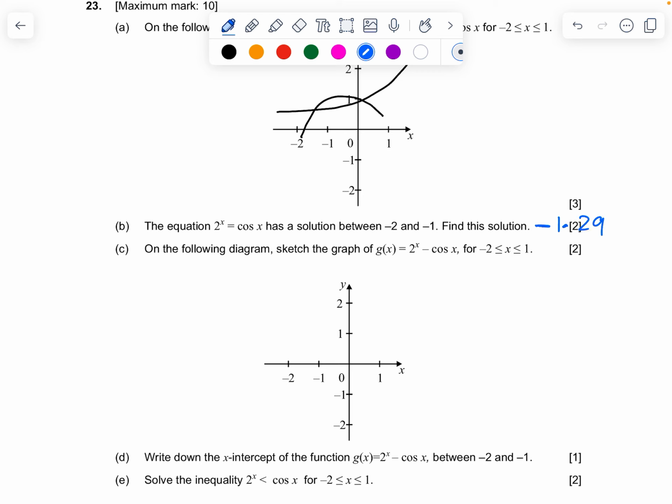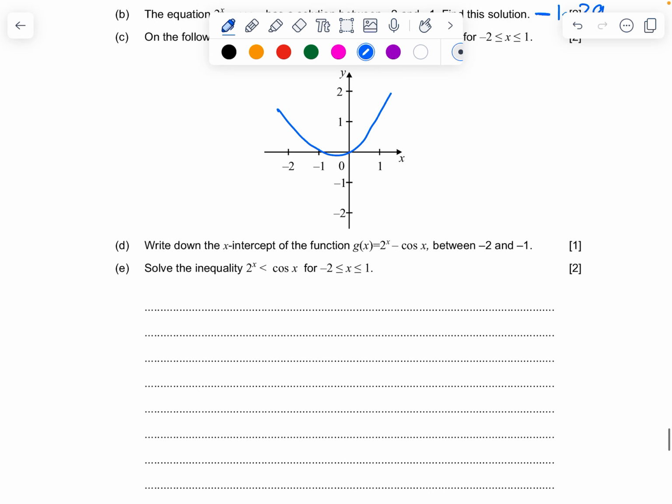On the graph, 2 power x minus cos x, sketch the graph. Now when you combine it, your graph should be looking in this way. Write down the x-intercept of this one between minus 2 and plus 2. So we can see that it is minus 1.29. Solve the inequality when it is less than 0.